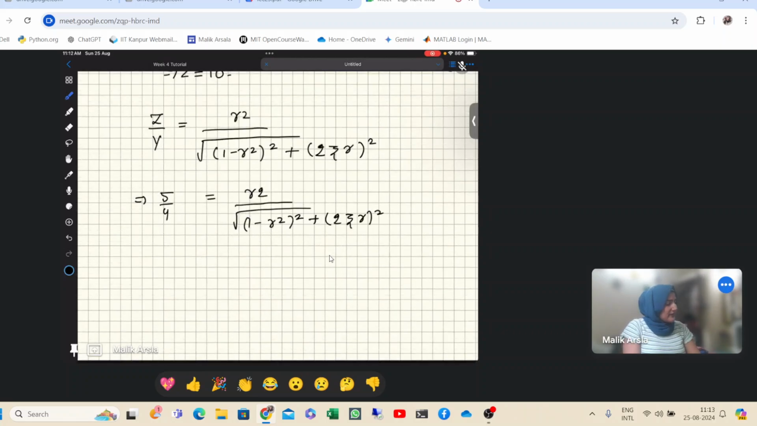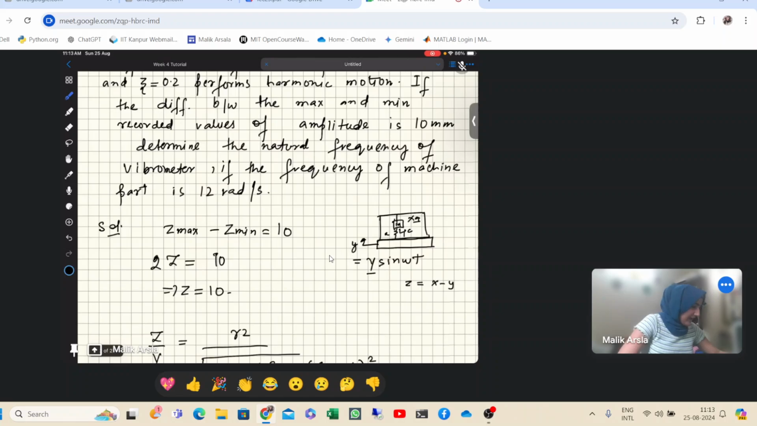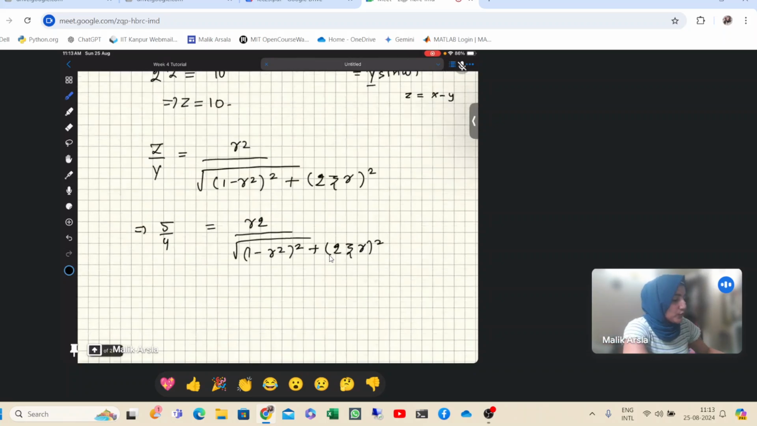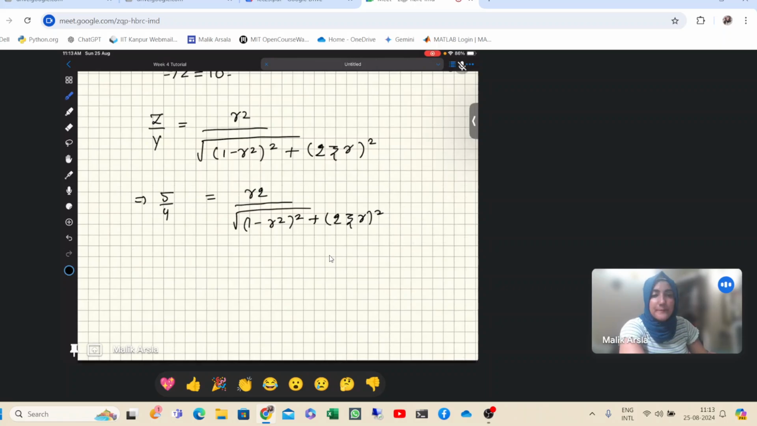Now I think we can put the value of r later, because r is omega upon omega n, so omega n we have to find. Okay, omega is given, it's 12 radians, so we'll put it at n. First we'll try to simplify this equation.